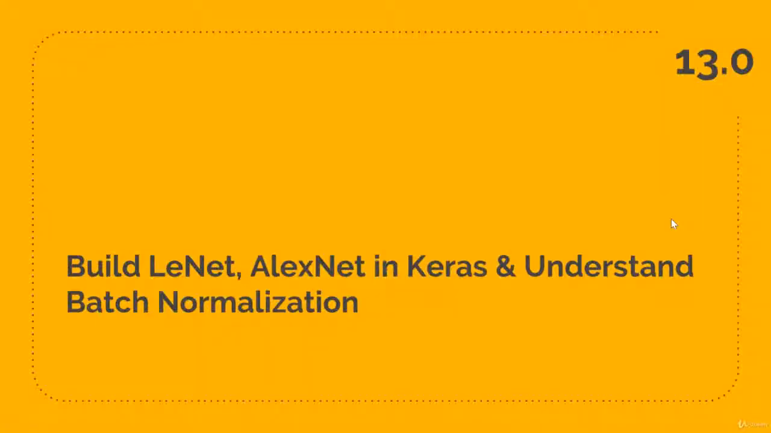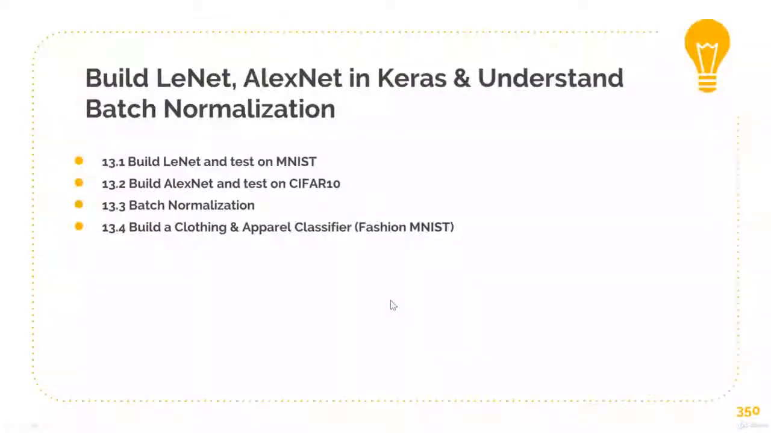Hi, and welcome to chapter 13, where we're actually going to build some famous CNNs, one called LeNet and one called AlexNet, in Keras. And then we're going to take a look at batch normalization and see how it improves our results easily. So let's look at the contents in this chapter. We're going to build LeNet and then test it on MNIST. Similarly, we're going to build AlexNet and test it on CIFAR-10. We're going to learn about batch normalization, and then we're going to use batch normalization in building our clothing and apparel classifier, which is based on the Fashion MNIST dataset.